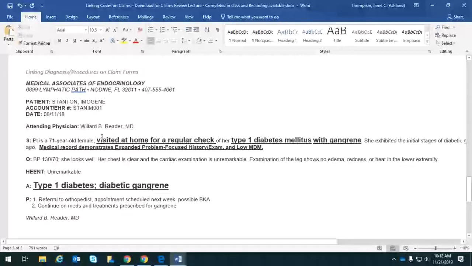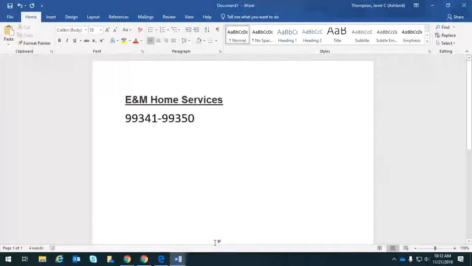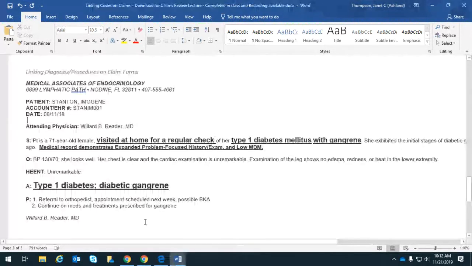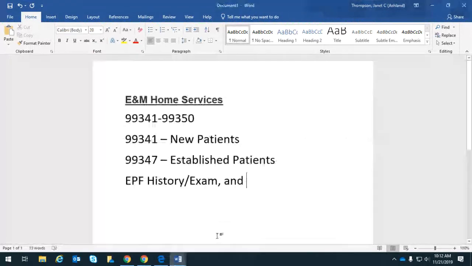Then the patient was for a regular check. So this is an established patient. So 99341 begins new patients. But since this was a regular check, we are going to go to 99347 for established patients. And we have an expanded problem focus, history, and exam. And what was the medical decision making? Low medical decision making.